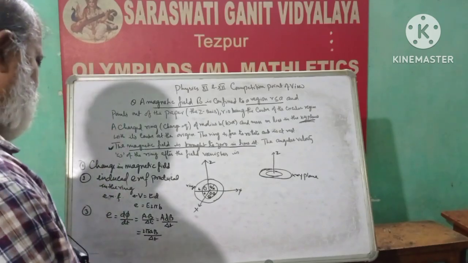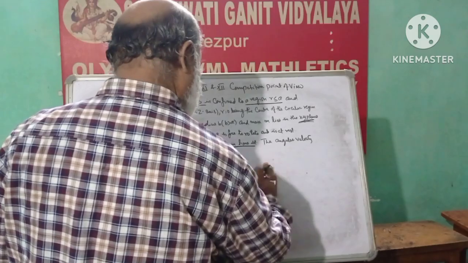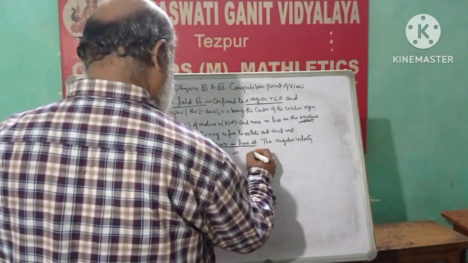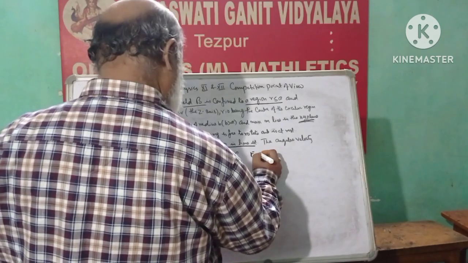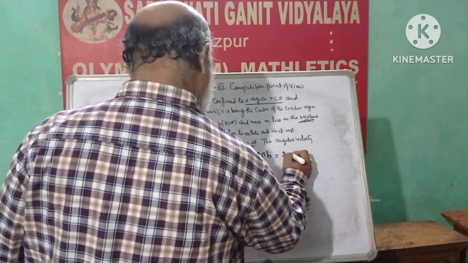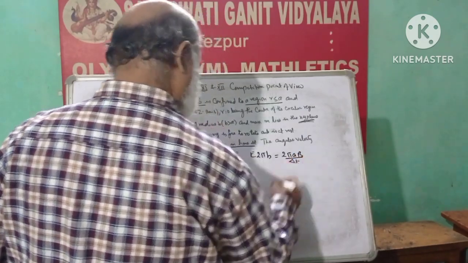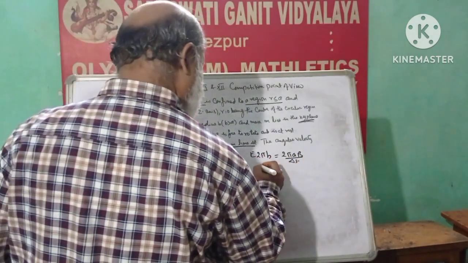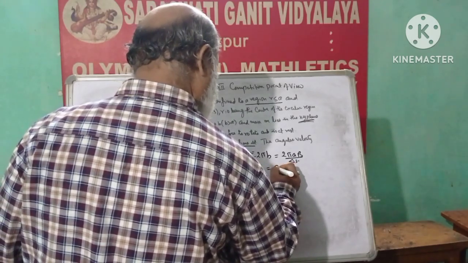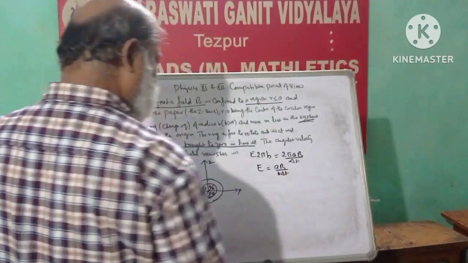Now what we are going to do is equate these two. That is E into 2 pi b will be equal to 2 pi a B by delta t. So 2 pi cancels, and here E will be equal to a B by b delta t. This will be your electric field.